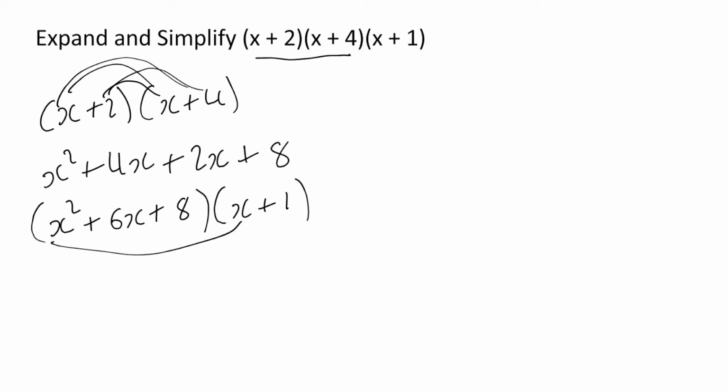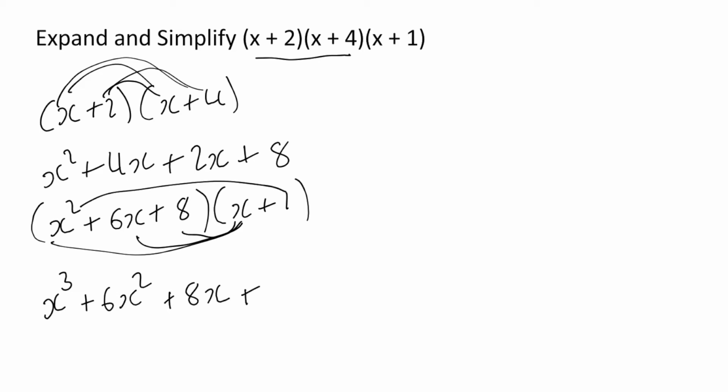So x times x squared is x cubed. x times 6x gives us 6x squared. x times 8 gives us 8x. 1 times x squared is x squared. 1 times 6x gives us 6x. 1 times 8 gives us 8.